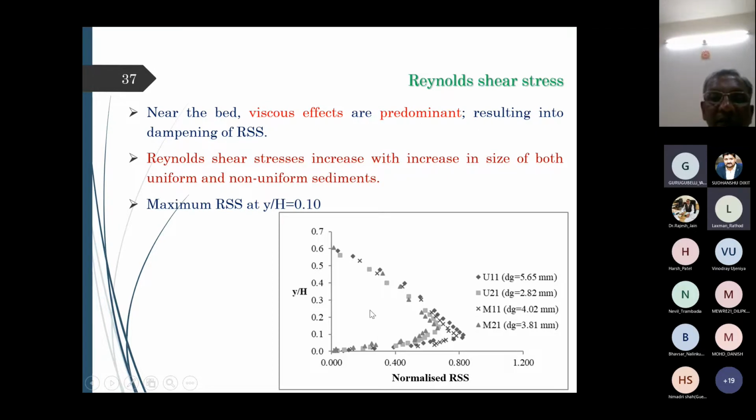Particularly, I'll talk about the second conclusion which you can draw from this figure: Reynolds shear stress increases with increase in size of both uniform and non-uniform sediments, right? And the third conclusion is that maximum Reynolds shear stress is there at y by H equal to 0.1. The maximum shear stress is observed over here near the bed. But if you go below 0.1, then you can say damping starts, right?